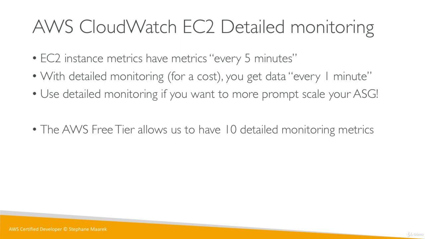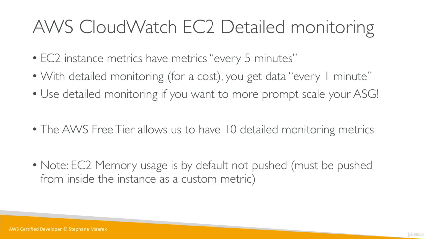Now the free tier allows us to have 10 detailed monitoring metrics, so we'll be able to play a little bit with it. Just a side note, the EC2 RAM or memory usage is by default not pushed, and that's just how AWS works. So if you wanted to push that RAM usage as a metric, you must push it from the instance as a custom metric.